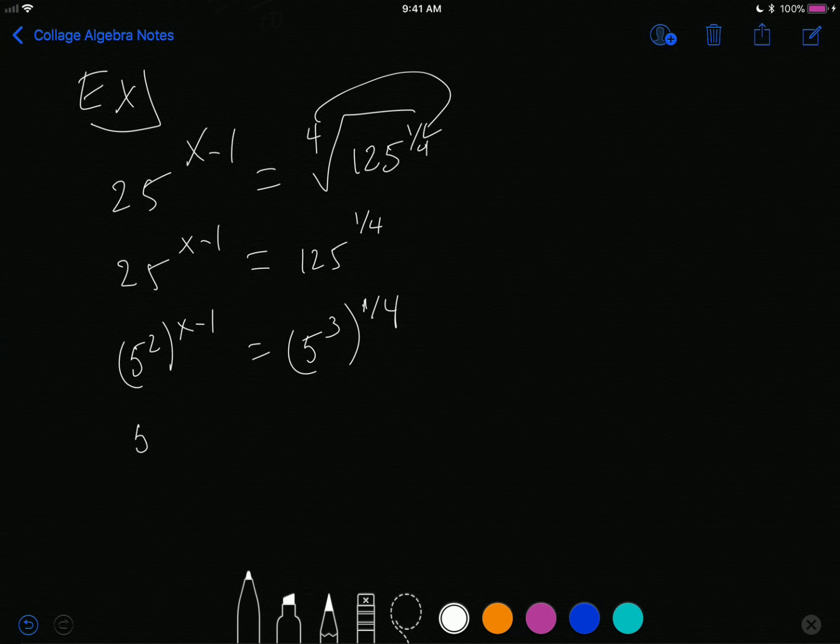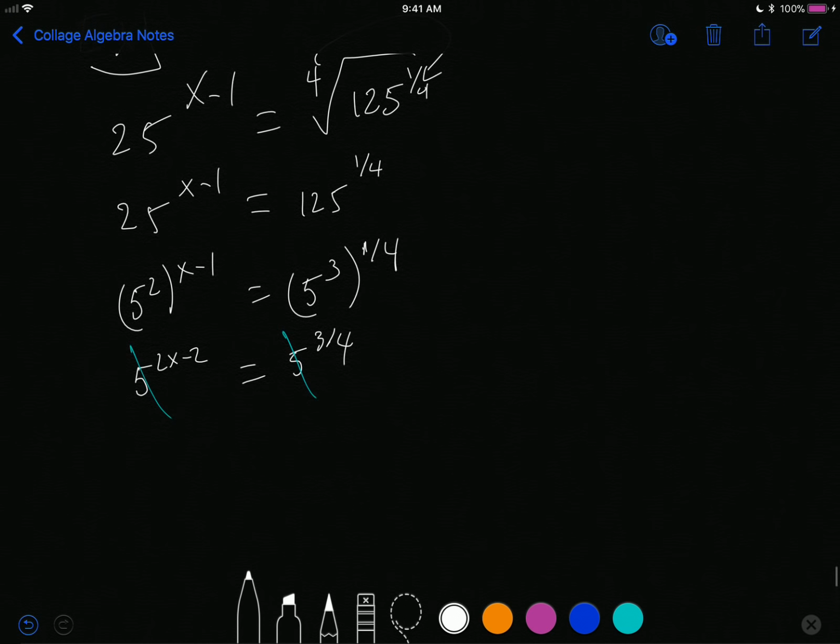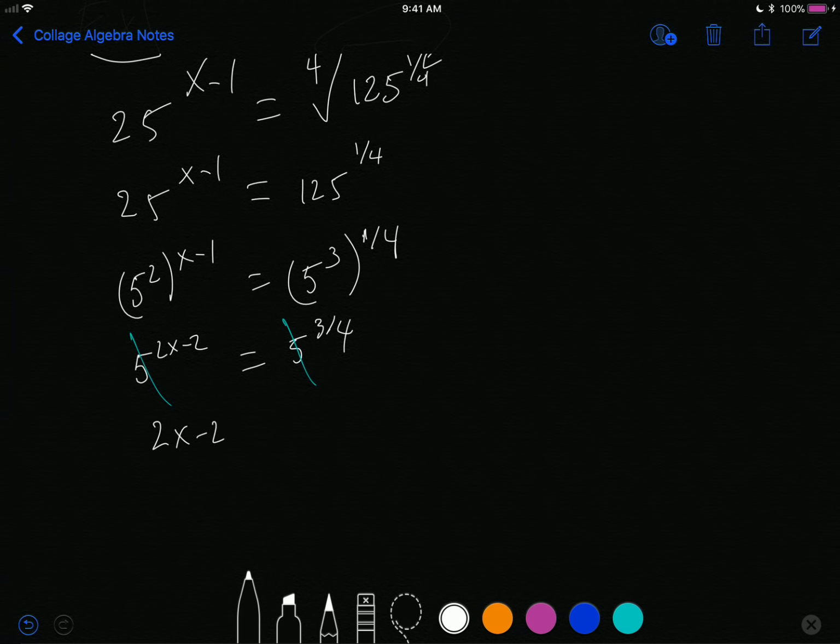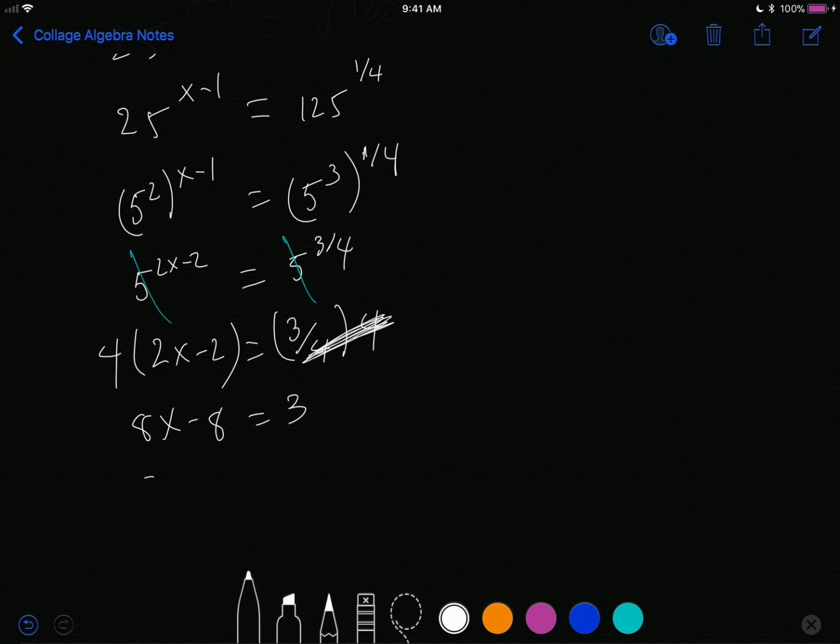I multiply. 5 to the 2x minus 2 is equal to 5 to the 3/4. And of course, unceremoniously, we cancel out those bases. Say hello, base. See you next time. I have a fraction, so I multiply to get rid of that denominator. And so I have 8x minus 8 is equal to 3. Add 8. 8x is equal to 11, and so x is equal to 11 over 8.